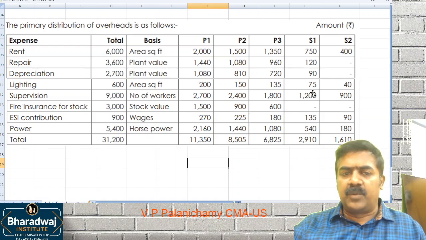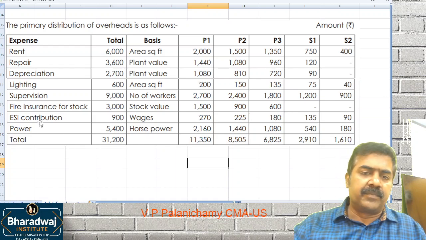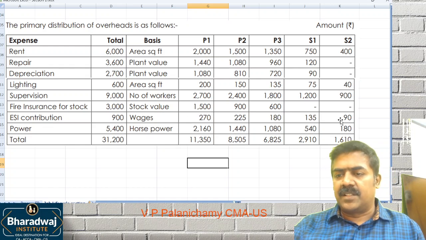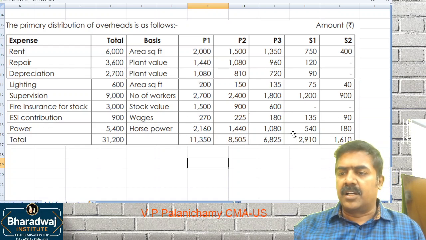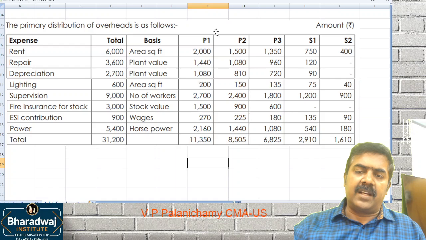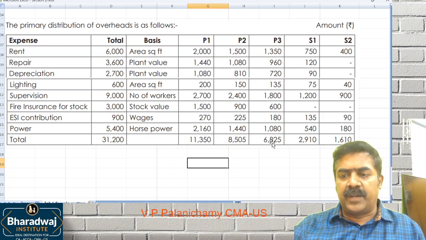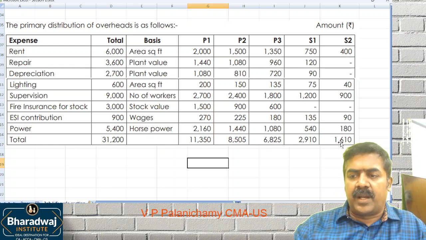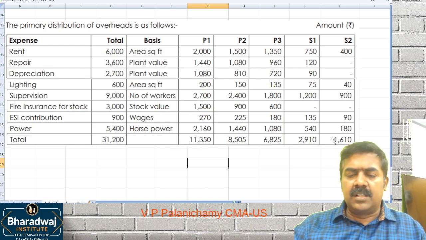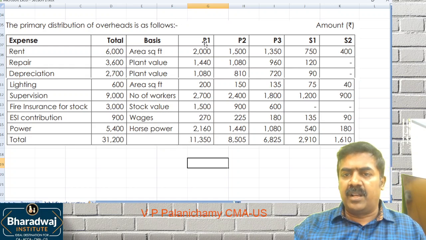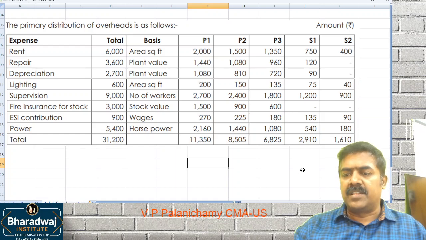Supervision based on number of workers. Fire insurance for stock based on which one? Stock value. Employee state insurance contribution, as I told you, is a percentage of wages. Power based on which one? Horsepower of machines. So we get after allocation 11,350, 8505, 6825, 2910, and what? 1610. This is the total overheads. This is known as which one? Primary distribution, where we apportion the expenses both for production departments and what? Service departments.